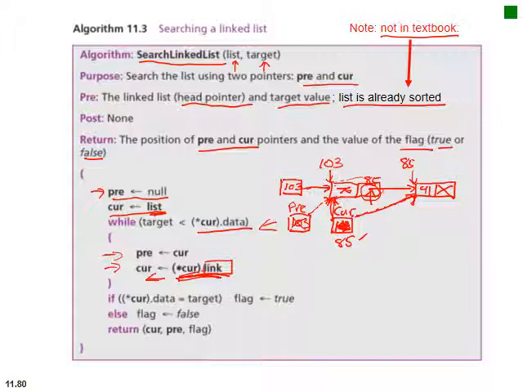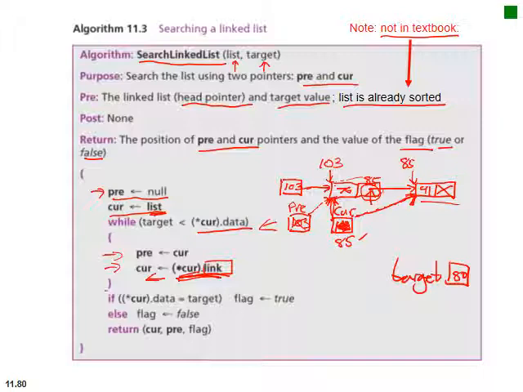So we check, is target less than or equal to current data? Let's say, for example, the target was 80. So target basically had the value of 80. Now we get here, current is now pointing to this value over here, and we see it's 91. So that means target is less than current data. It's less than 91.